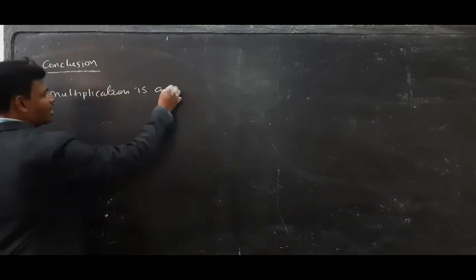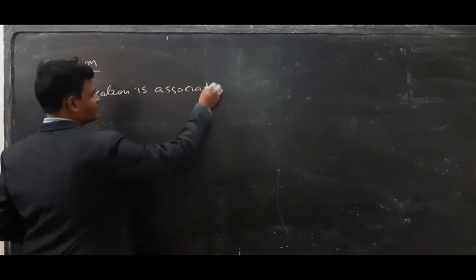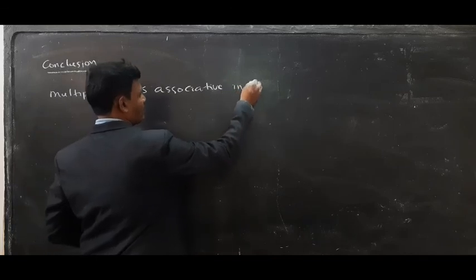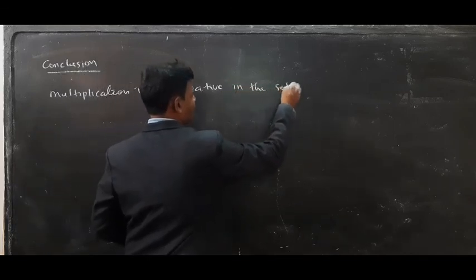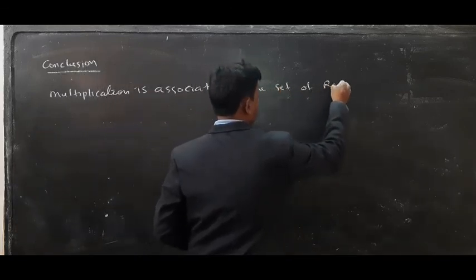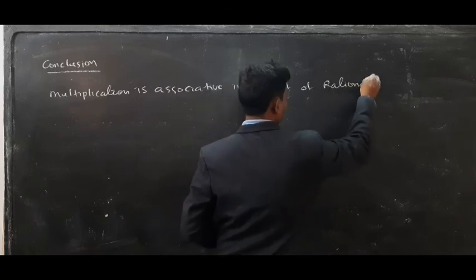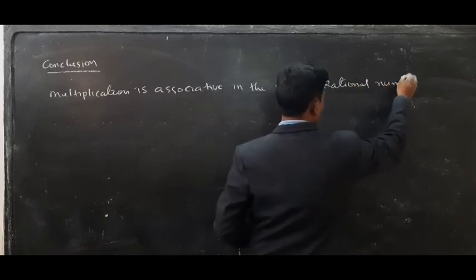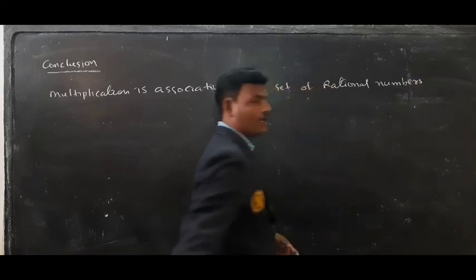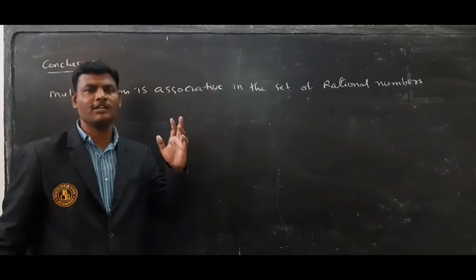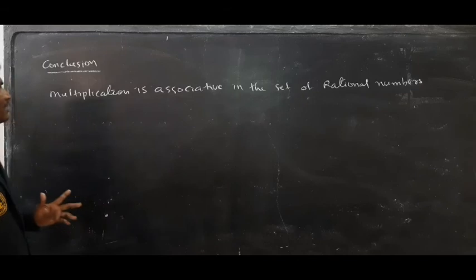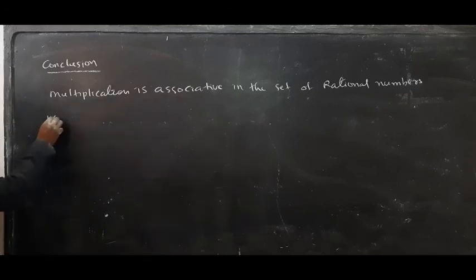Multiplication is associative in the set of rational numbers. Multiplication is associative in the set of rational numbers. Now, tomorrow's homework.